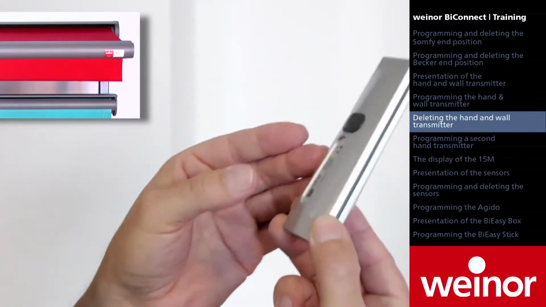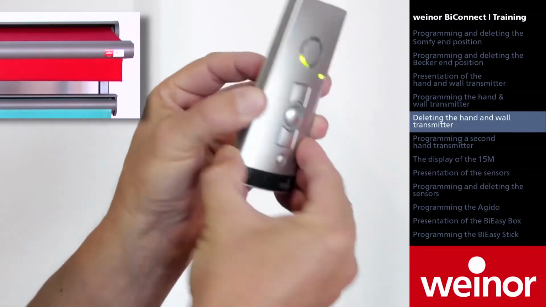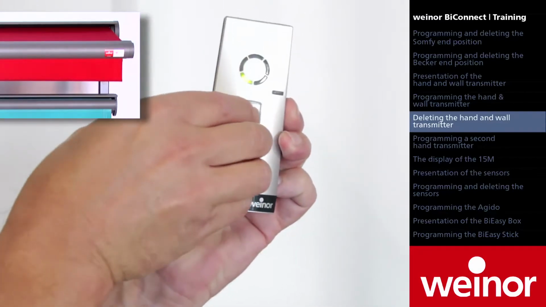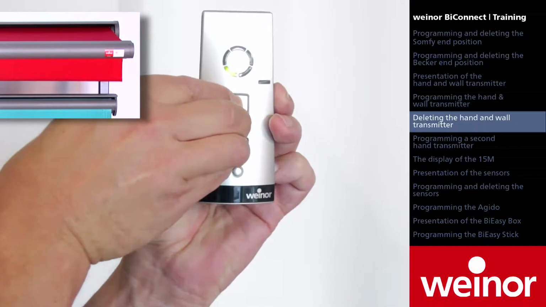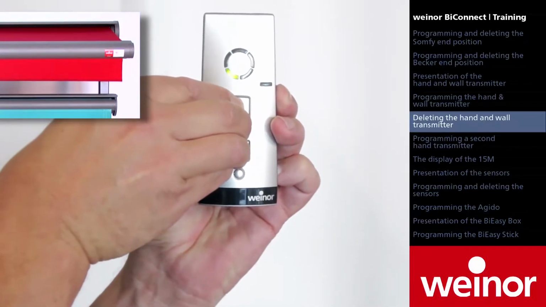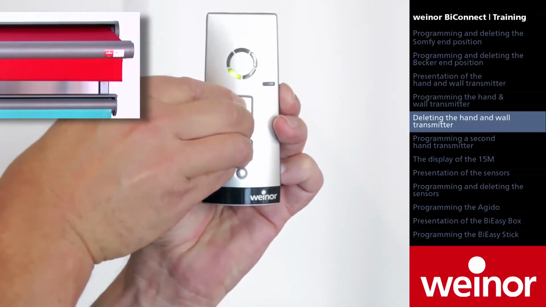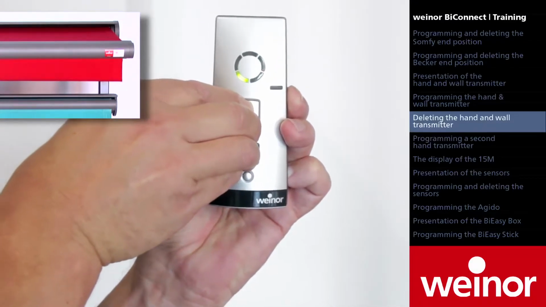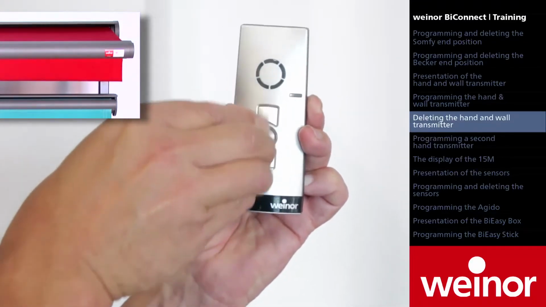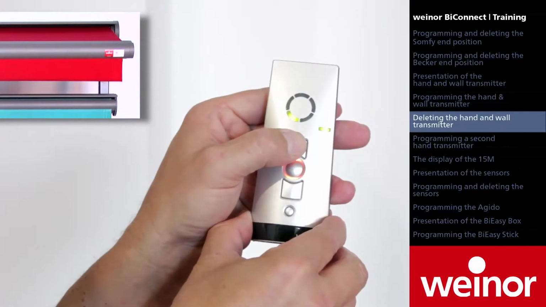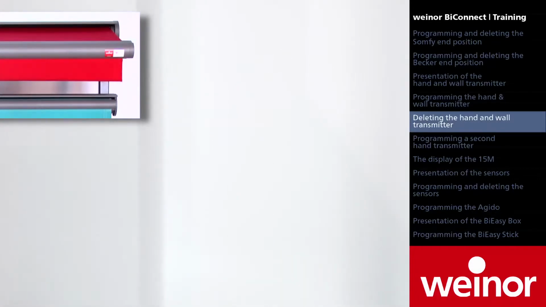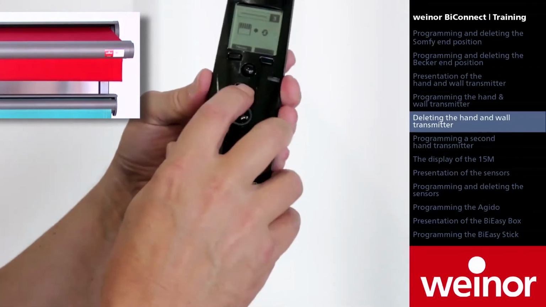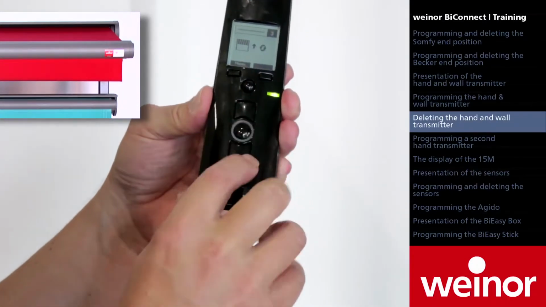Deleting the hand and wall transmitter. Press the programming button and all 3 buttons on the front side for 9 seconds to completely delete a receiver and a handset. In this case, the receiver will be completely deleted. This also means that a second and third transmitter would also be deleted by the receiver. Here, the 2 pre-programmed hand transmitters have also been deleted by the receiver.